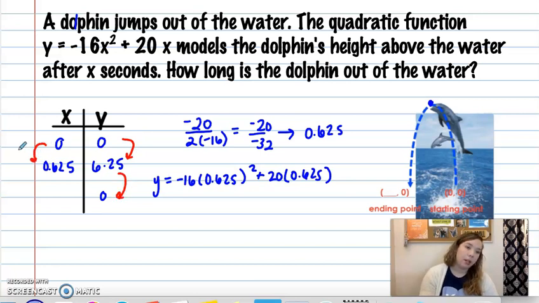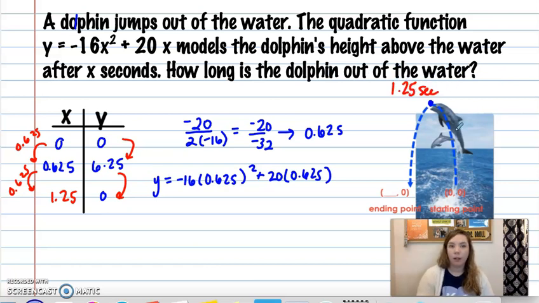And then to get back to 0, since these are symmetrical, I did 0.625. I can do that again. So essentially we double that, and it's 1.25. So how long is the dolphin out of the water? 1.25 seconds. All right, that is it for your notes today. You can move on to your assignment.